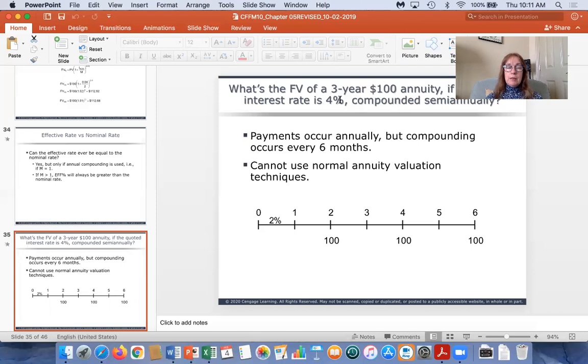And the interest rate is going to be divided by the number of compounding periods. So the interest rate is going to be 4 divided by 2, which is 2. All right, so in your calculator or in the formula, you're going to put in 2% as the interest rate and 6 as the number of periods.